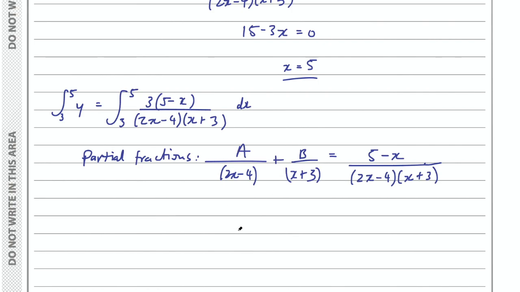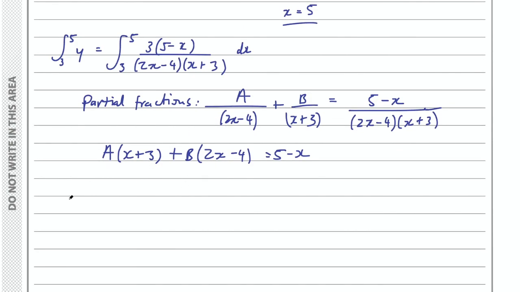We can do this by firstly rearranging. So if we were to combine these two fractions here, we would have A times x plus 3 plus B times 2x take 4, and this needs to equal this numerator here, so 5 take x. And then we can find A and B by letting each of these terms equal to 0.